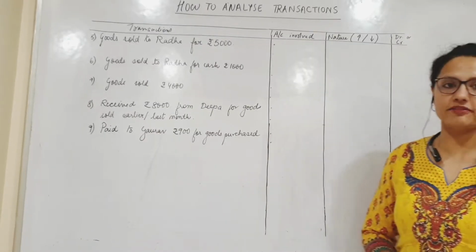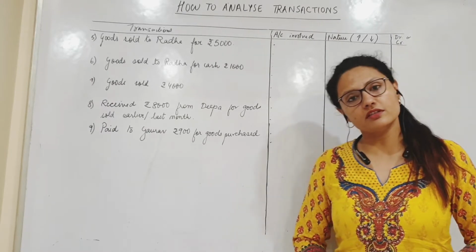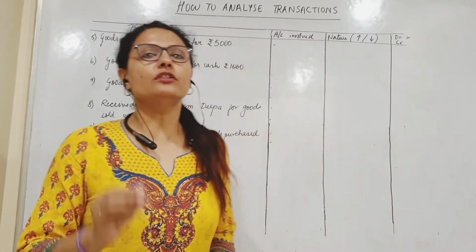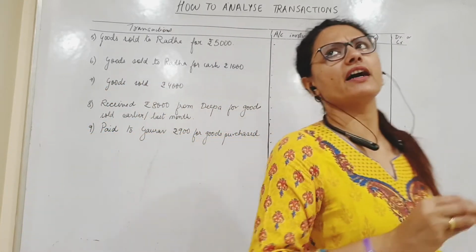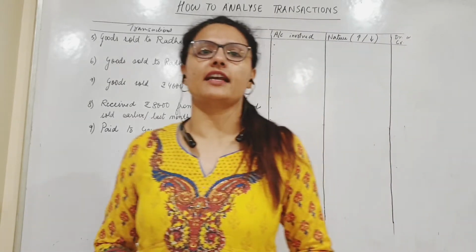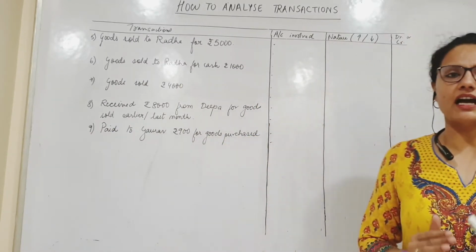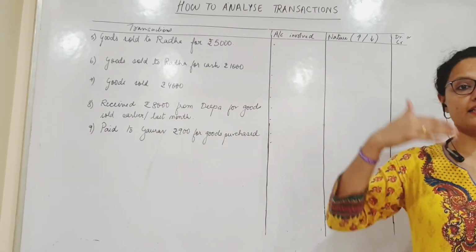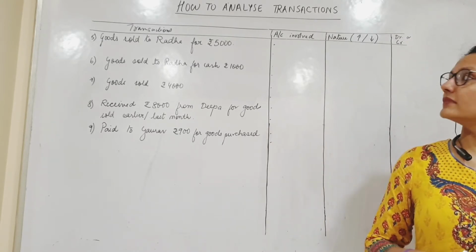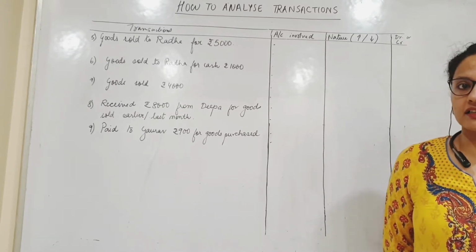Transaction number 5. Goods sold to Radha for 5,000. नाउ गुड्स फिर आ गए, लेकिन अभी क्या बोल रहा है, गुड्स सोल्ड टू राधा फॉर 5,000। कैश ट्रांजैक्शन है या क्रेडिट ट्रांजैक्शन है ये बताओ। राधा का नाम दिया हुआ है, are we receiving cash from her or not? Because when I sell goods, she should pay me cash. Is she paying me cash? It is not written here, but नाम तो दिया है राधा का, yes.